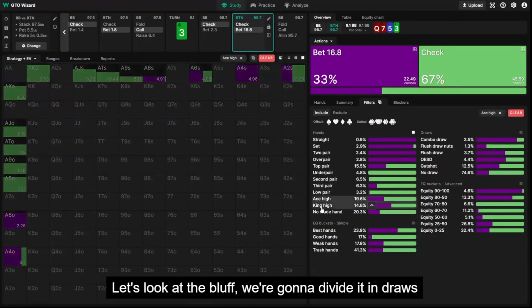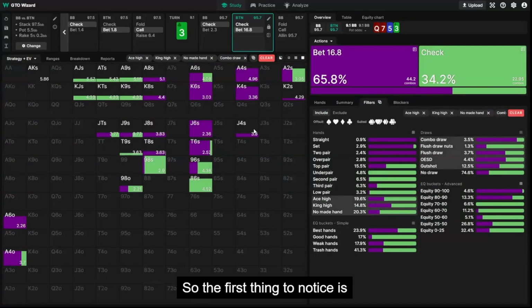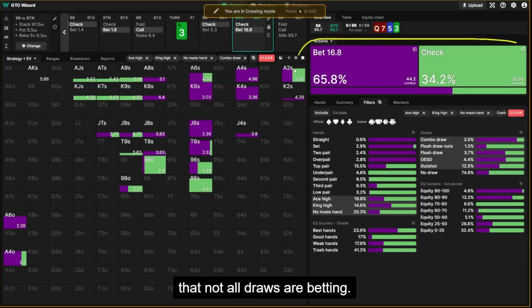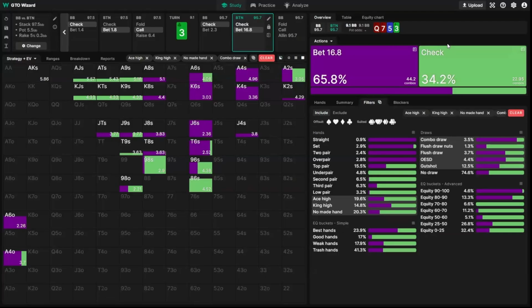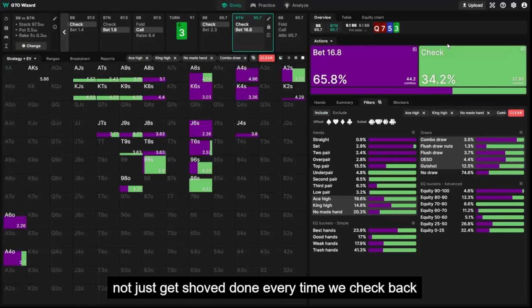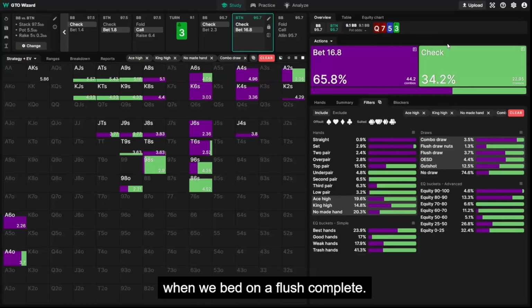We're going to divide it into draws, as we said, and then we'll look at some non-draws. So the first thing to notice is that not all draws are betting. Reasons for this, well, there are multiple reasons. Board coverage would be one. We want to be able to not just get shoved on every time we check back and the flush completes, right? That would be good. We would want to not be completely value heavy when we bet and a flush completes.